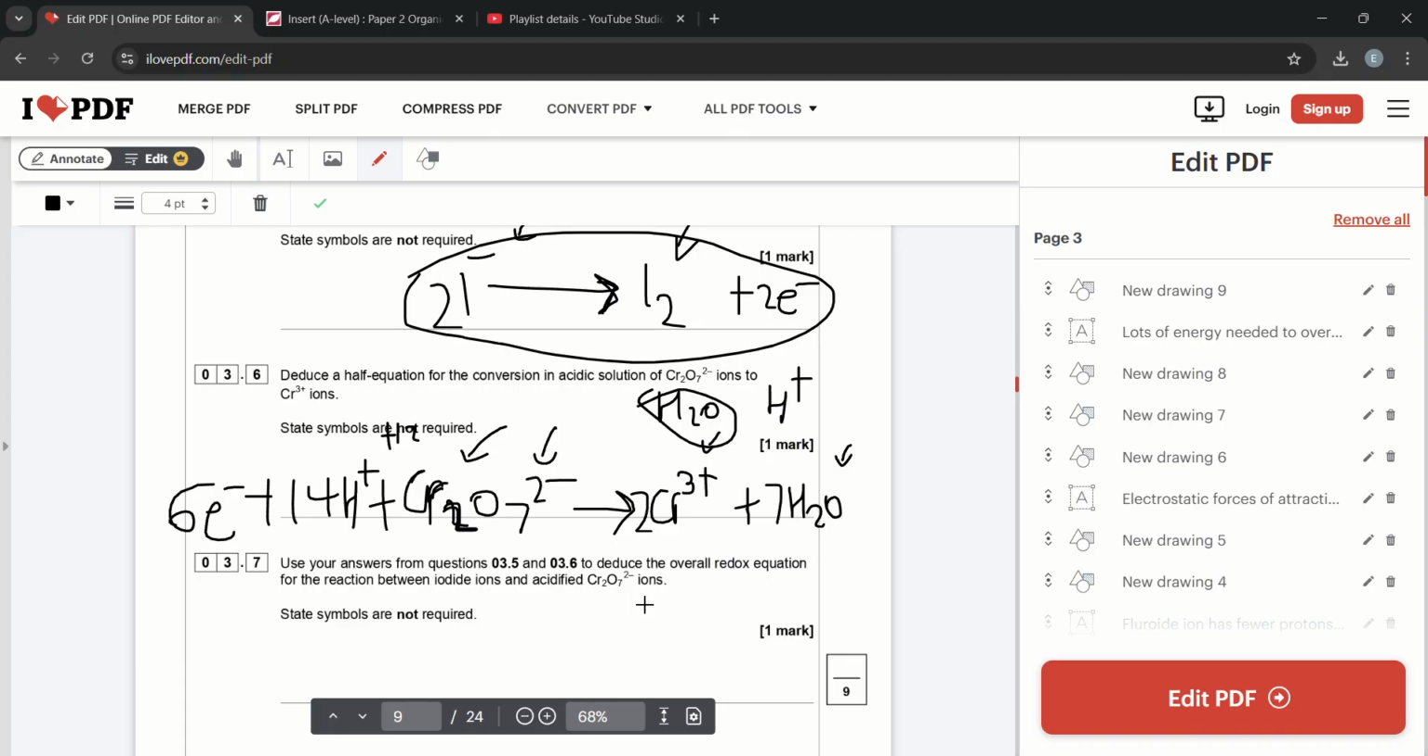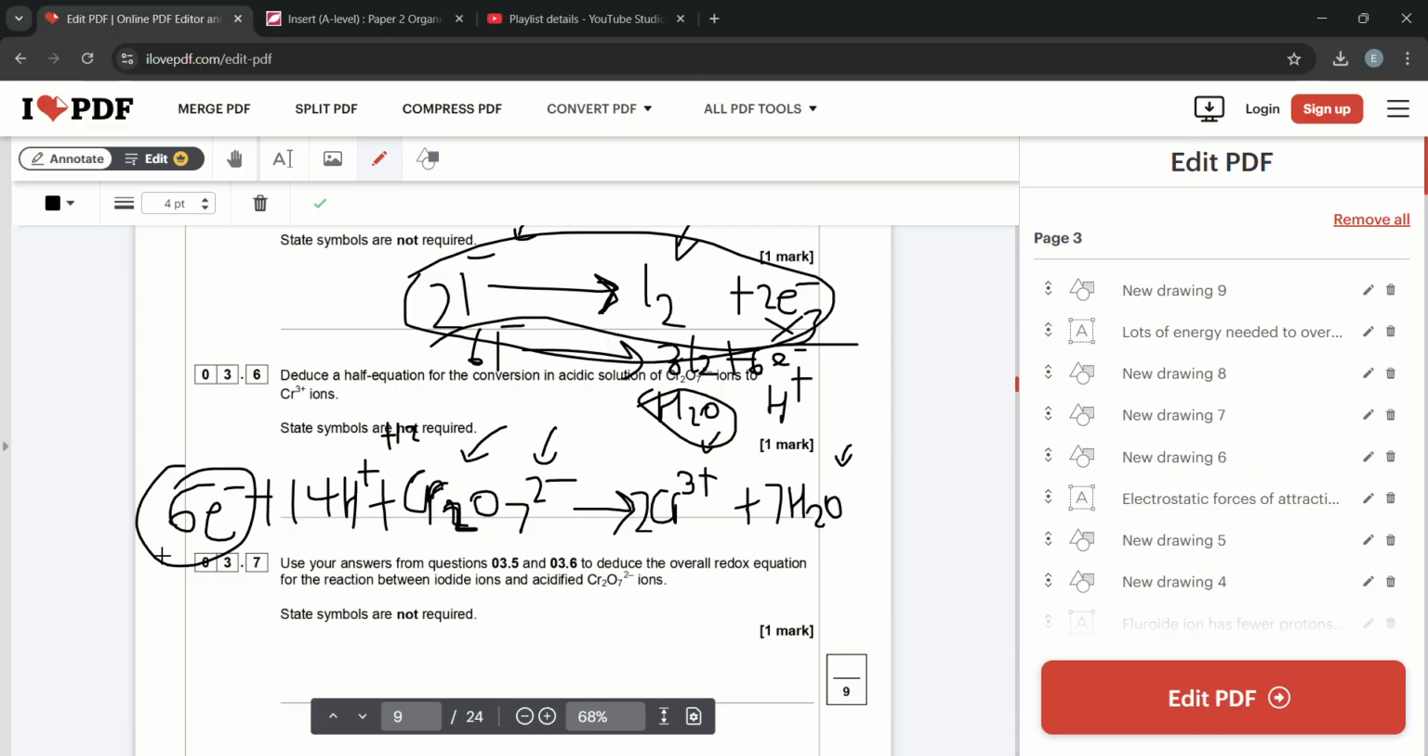And then it says deduce the overall redox equation. What we need to do is we need the electrons to be the same, so we need to times this by 3, so we get 6I minus arrow. This is not part of 3.5, but I just need to warn you. 3I2 plus 6e minus. 3 times 2 is 6, 3 times 1 is 3I2 plus 6e minus.